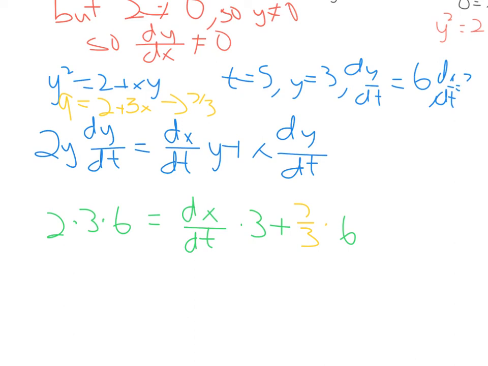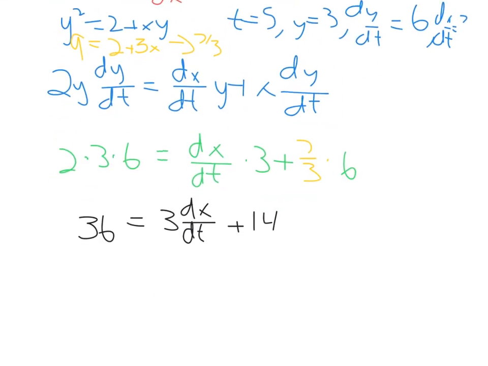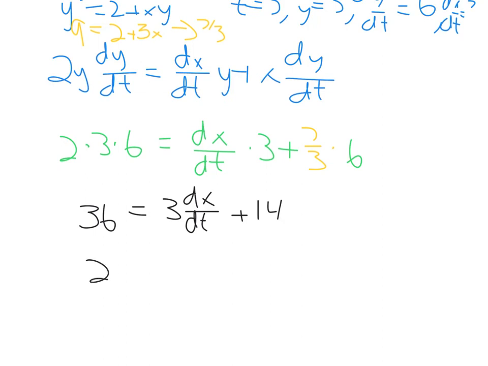So that's 18 times 2 is 36. It goes 3 dx dt. And then 6 over 3 is 2, so that's 14. 36 minus 14 is 22, divided by 3, and that is dx dt. And we are done.